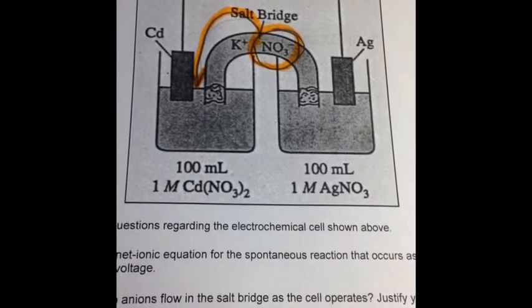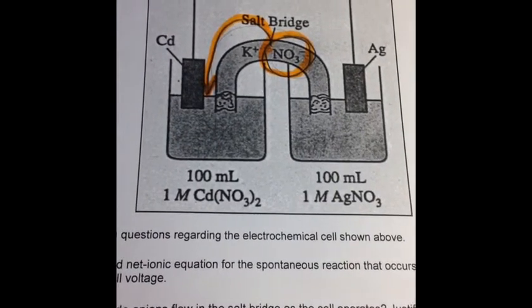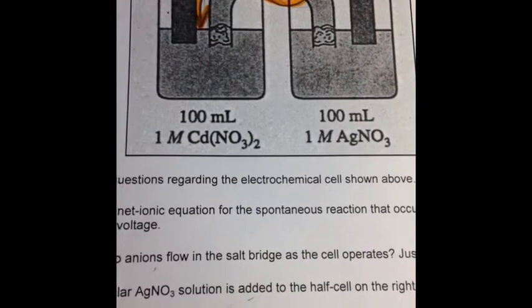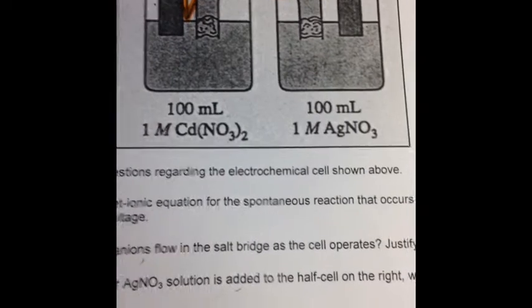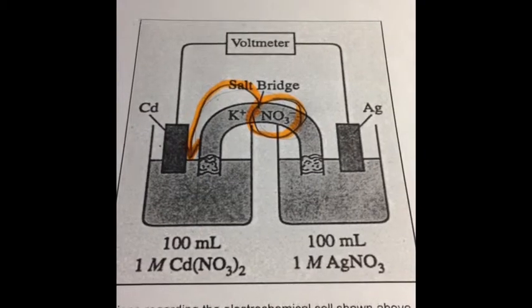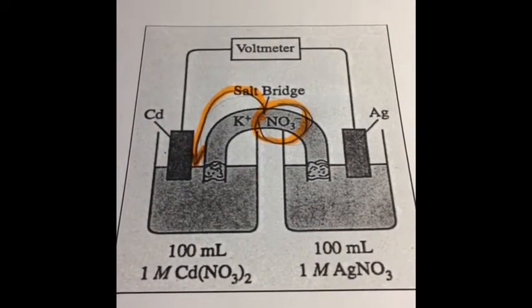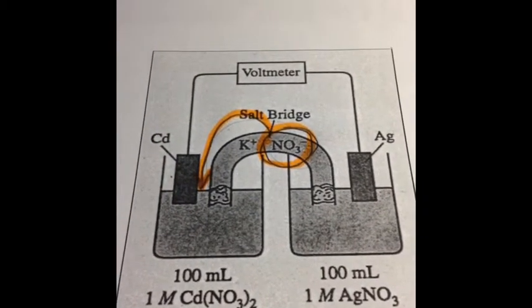In Part B, we are asked in which direction do the anions flow in the salt bridge as the cell operates, and to justify our answer. The anions flow towards the Cd half cell as I show in the picture, since it is the anode which undergoes oxidation. In more detail, the Cd creates Cd2+ ions, which attract anions to bond with them to balance out the more positive charge, which it gained from losing its electrons to the cathode Ag.